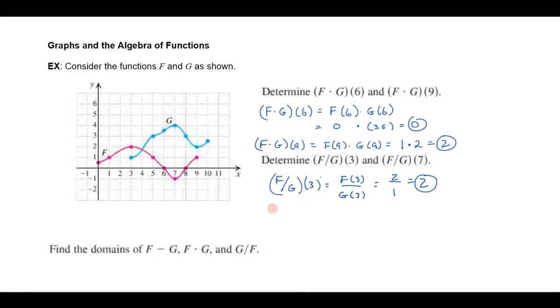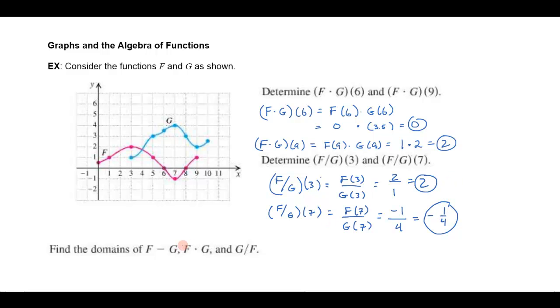If I wanted f over g of 7, that would be f of 7 over g of 7. And you can see that f of 7 is going to be what? Negative 1. Remember, f is the red function, so the output, the y value for the x value 7, is going to be a negative 1. And looks like g of 7 is up here about 4. So that would be negative 1/4.